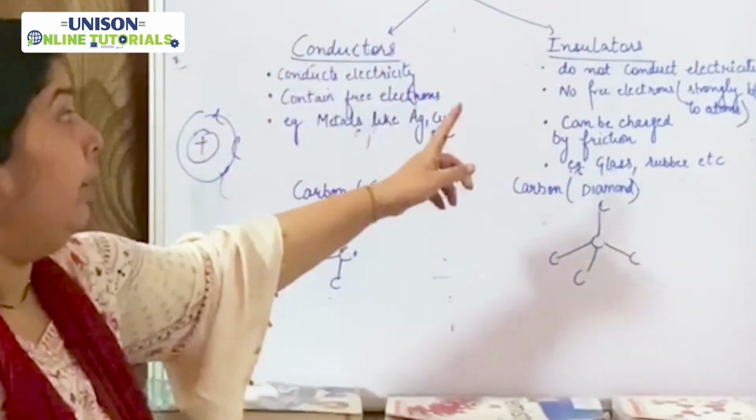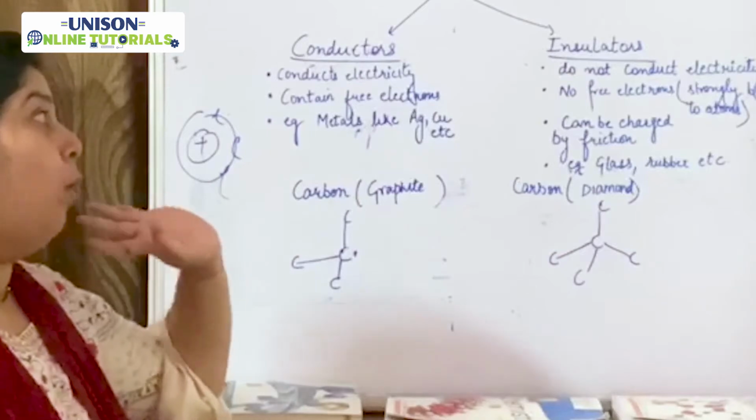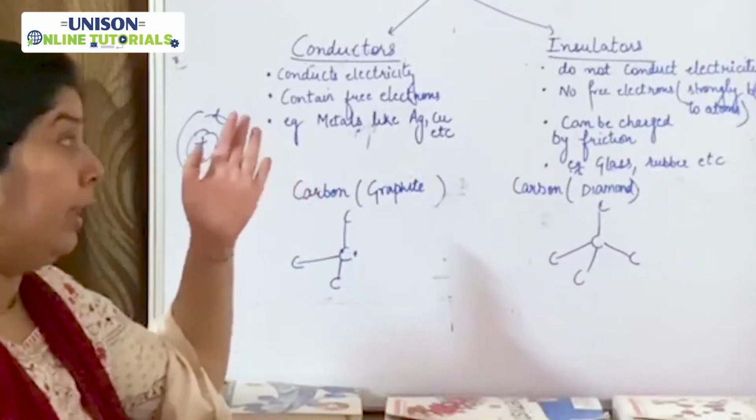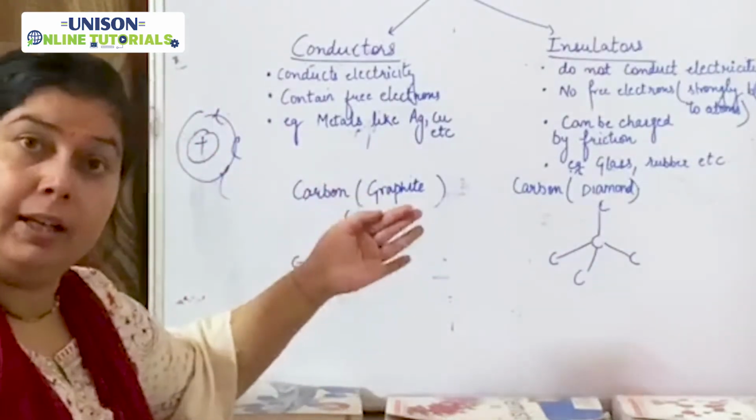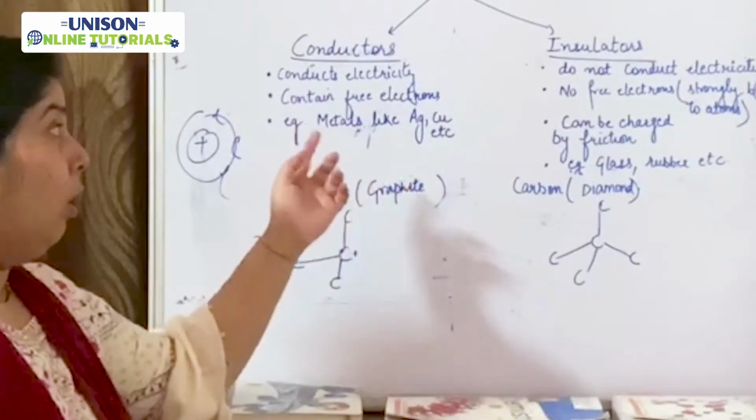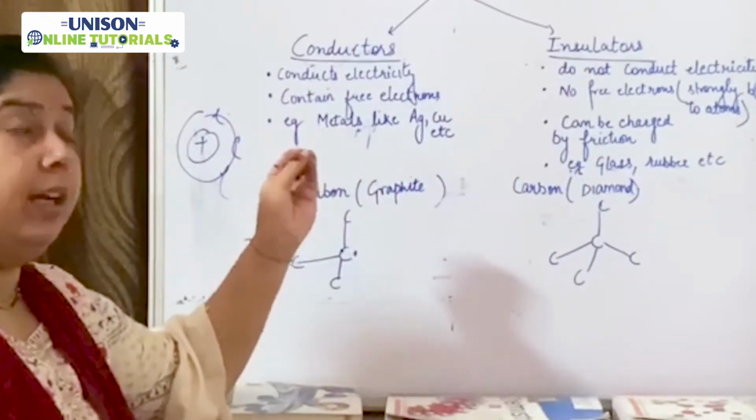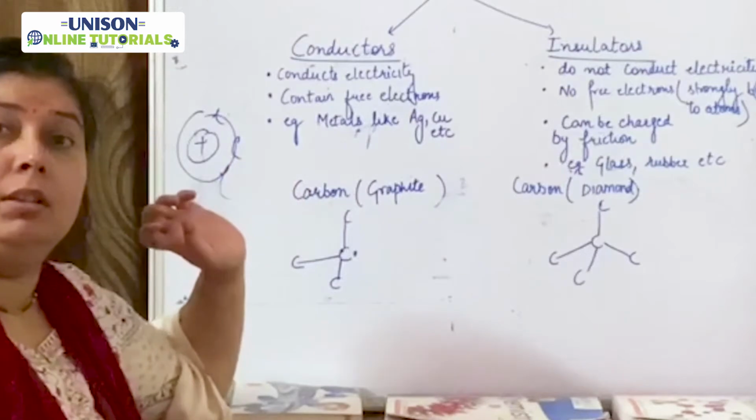Whereas in case of insulators, the electrons are strongly bonded to atoms. इलेक्ट्रॉन्स बिल्कुल भी फ्री नहीं है इलेक्ट्रिसिटी को कंडक्ट करने के लिए, और वो एटम्स के साथ क्या है? दे आर स्ट्रांगली बॉन्डेड. इज इट क्लियर?